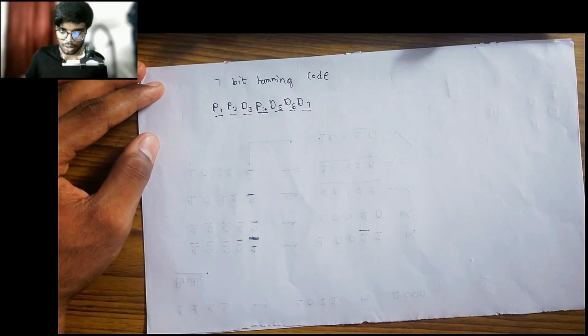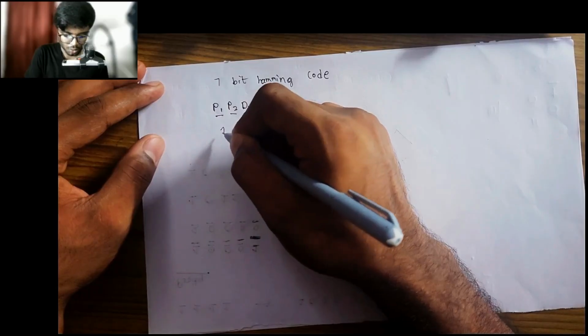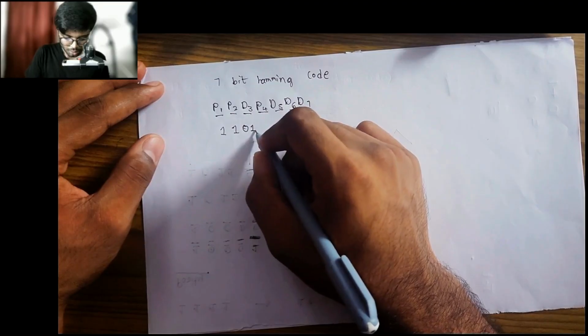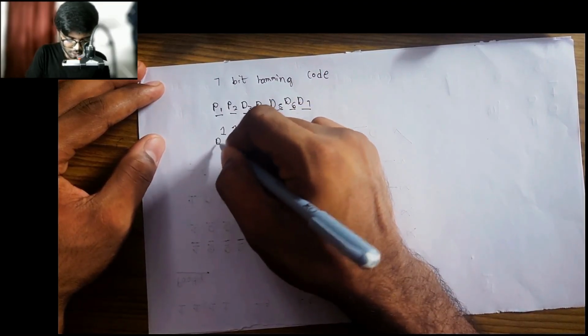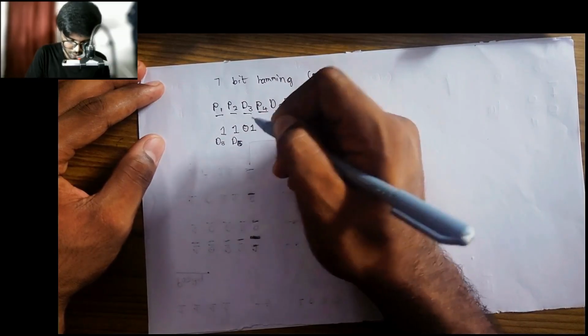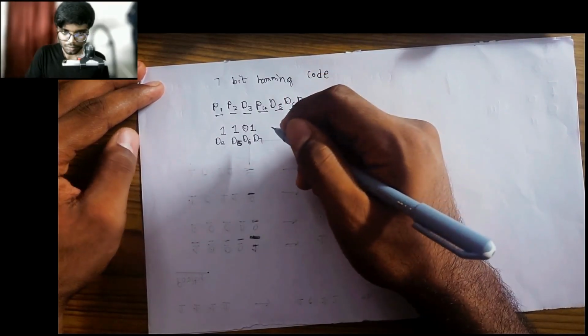Okay. Now I'll be explaining how it checks parity, how it confirms there is no error, and how it is transferred, using an example. Let us say we need to transfer the code 1, 1, 0, 1. So data bit D3 will be 1, D5 will be 1, and this will be D6, this will be D7.